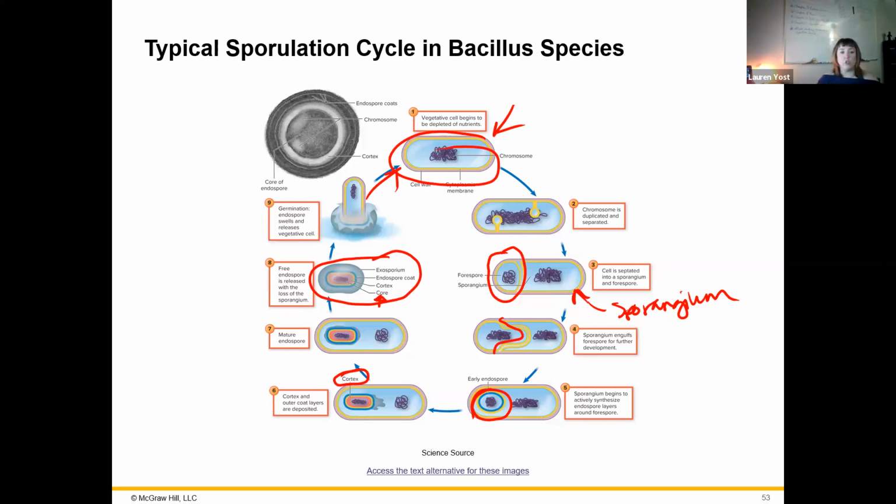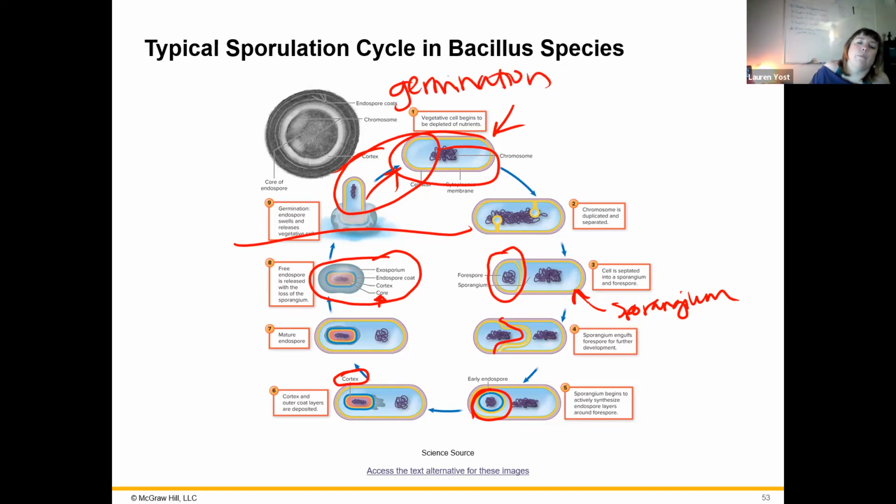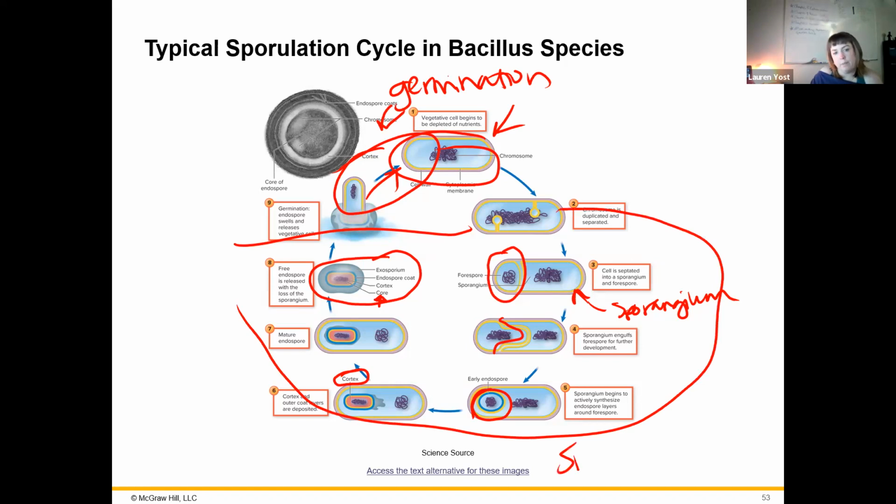So sporulation is forming the spore. So that's everything up to here. If we are a spore and we are becoming a vegetative cell again, so this process here, breaking out and becoming vegetative again, to rejoin society, if you will, that part is called germination. The whole rest of this outside part is called sporulation.